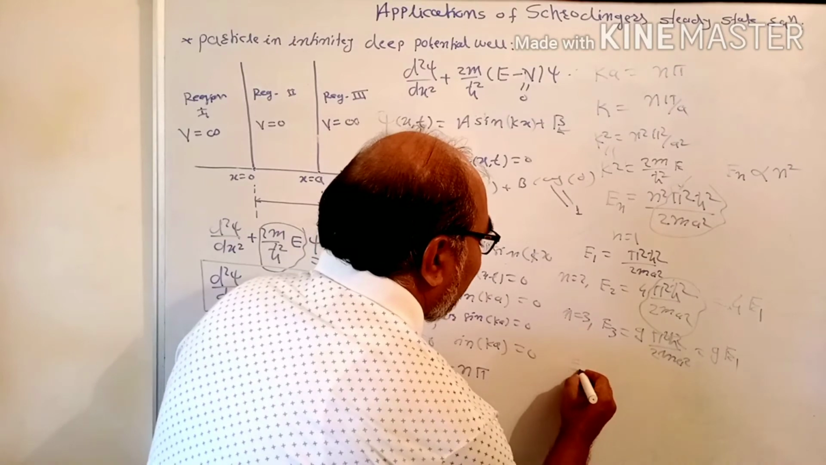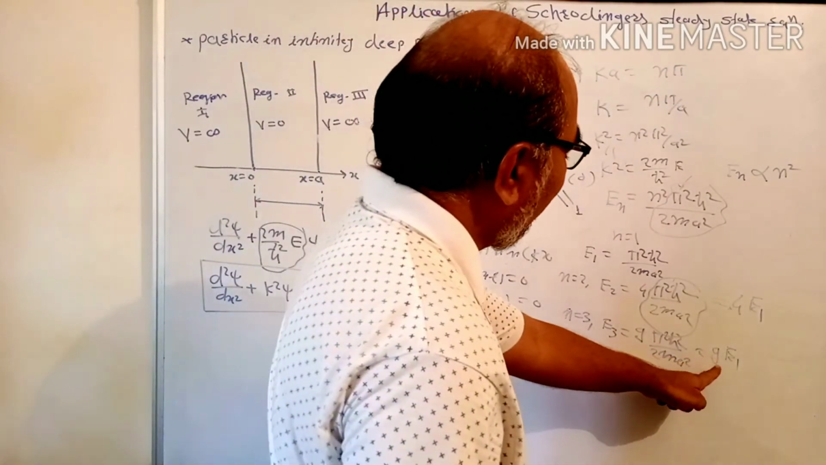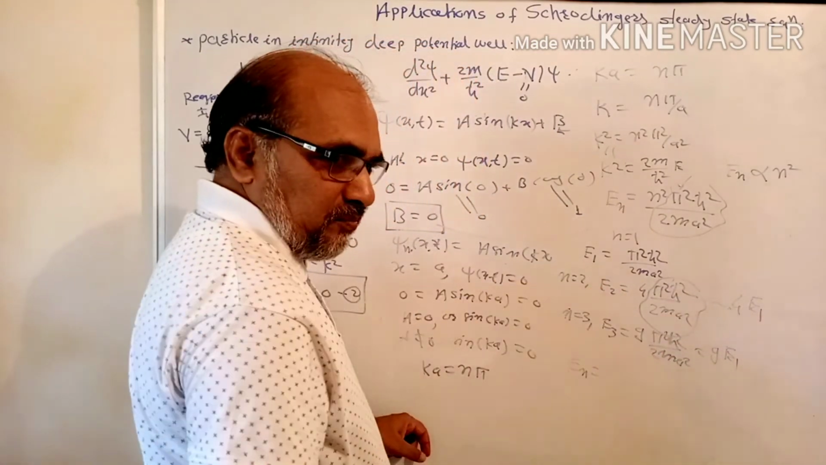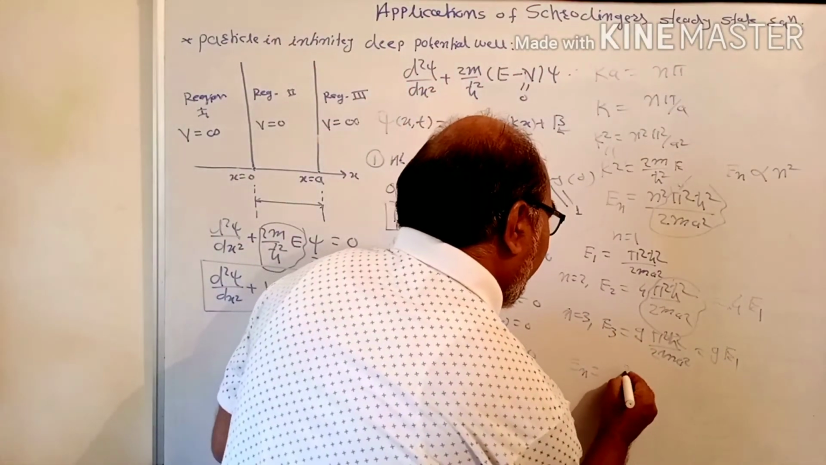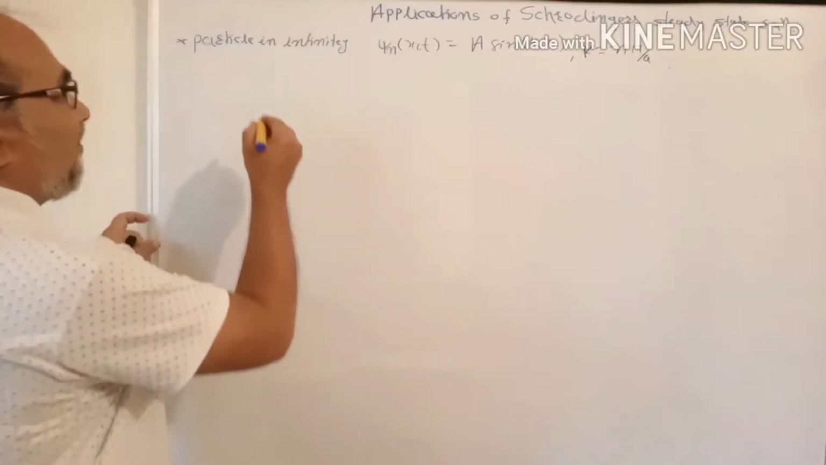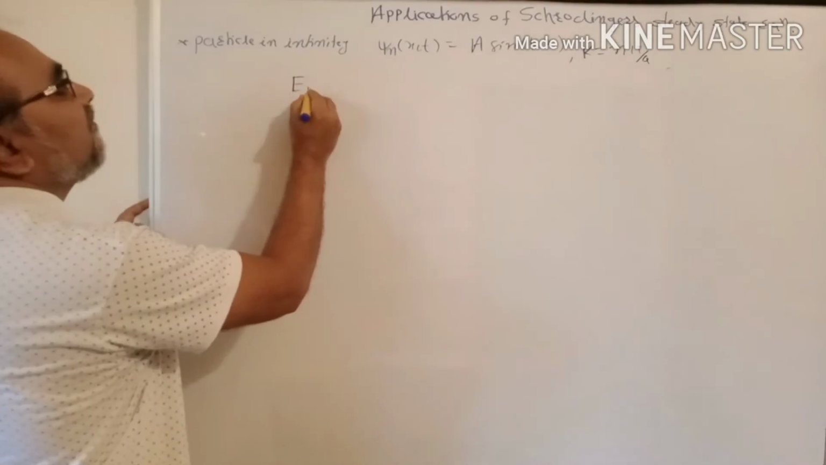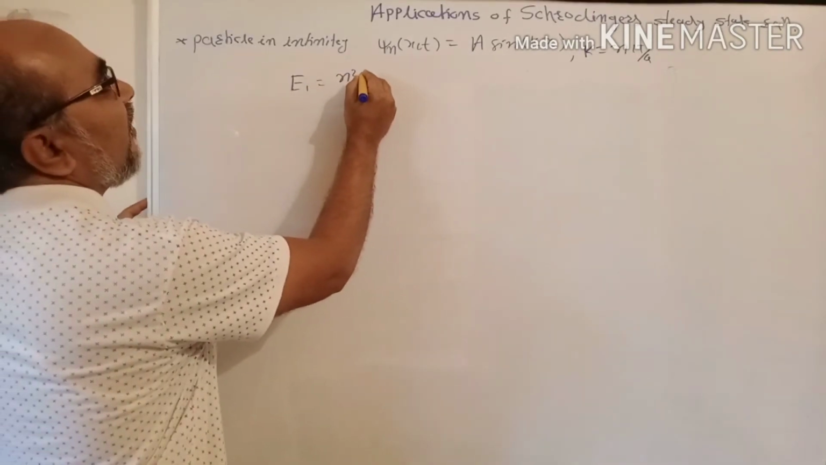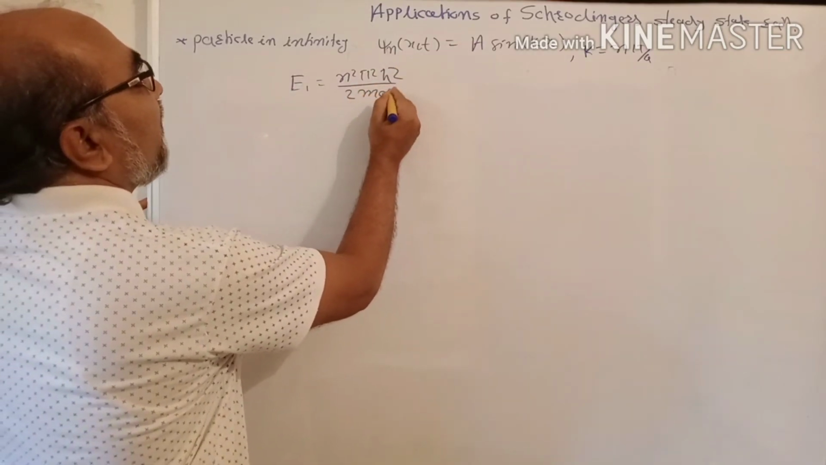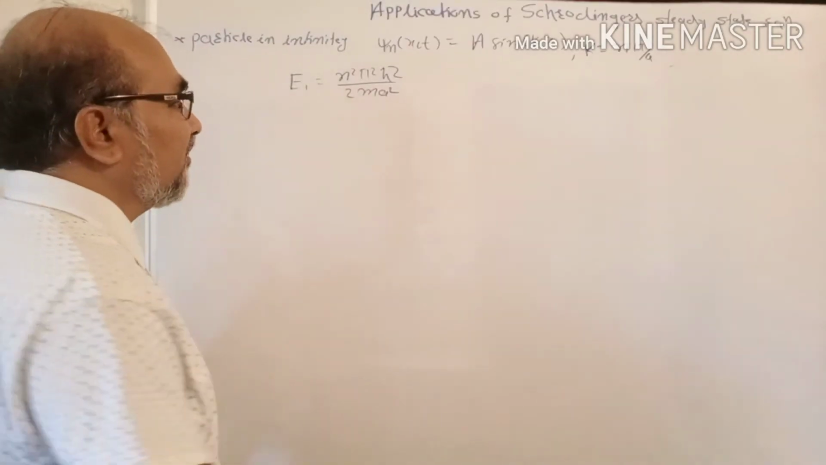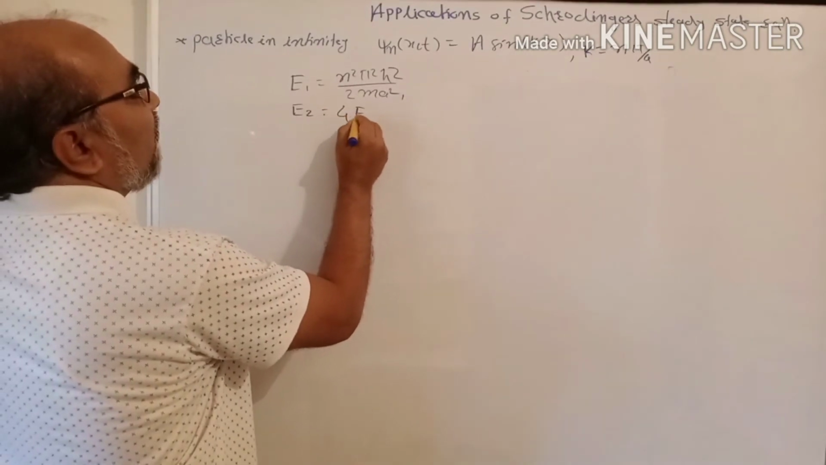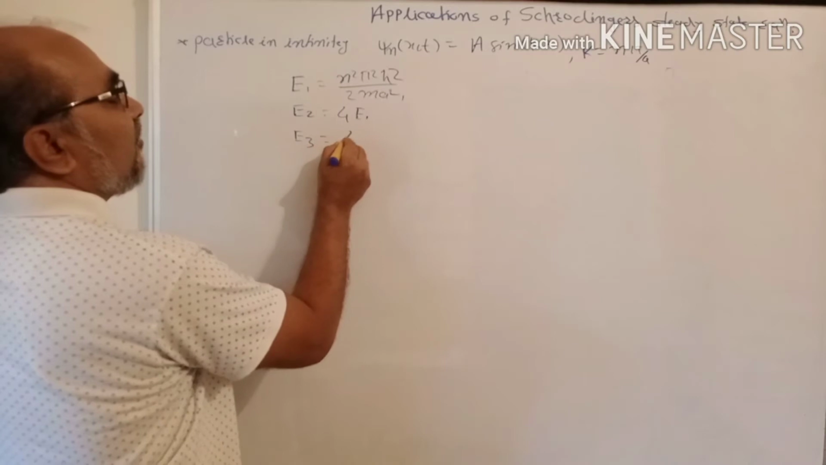Like that we can find the value. En is equal to n square E1. So E1 is equal to pi square h bar square upon 2ma square, the energy E1. E2 is equal to 4E1, and E3 is equal to 9E1.